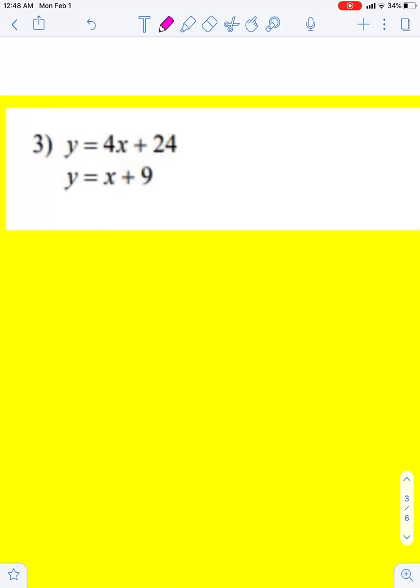So same thing. Here I have y is equal to 4x plus 24 and y is equal to x plus 9. So I'm going to say 4x plus 24 is equal to x plus 9. And I'll go ahead and draw my line, and I just am doing that to keep my work separate. That's just an organizational thing. You don't have to do that.